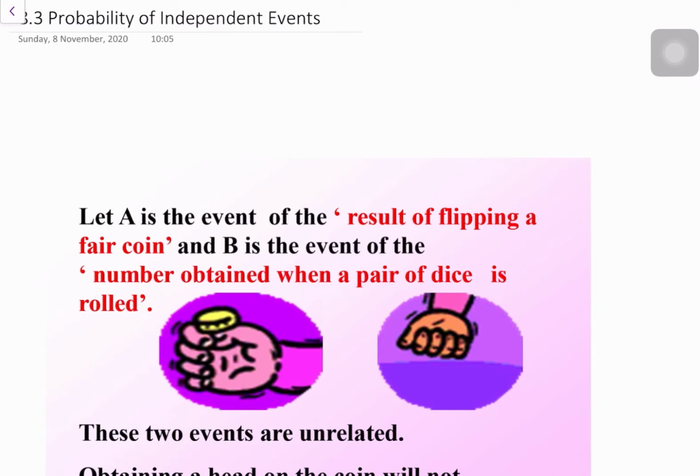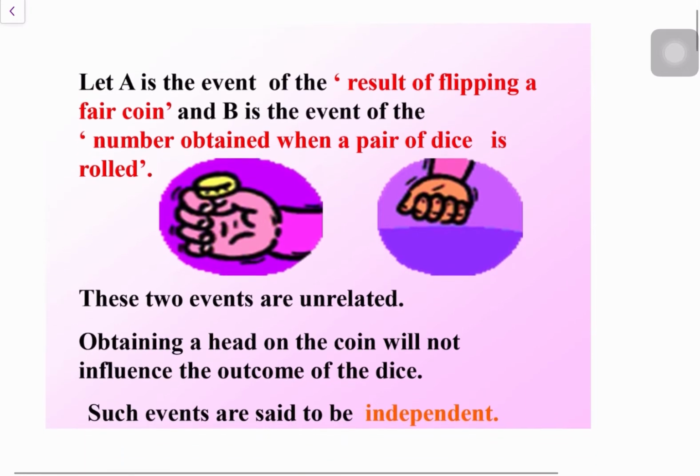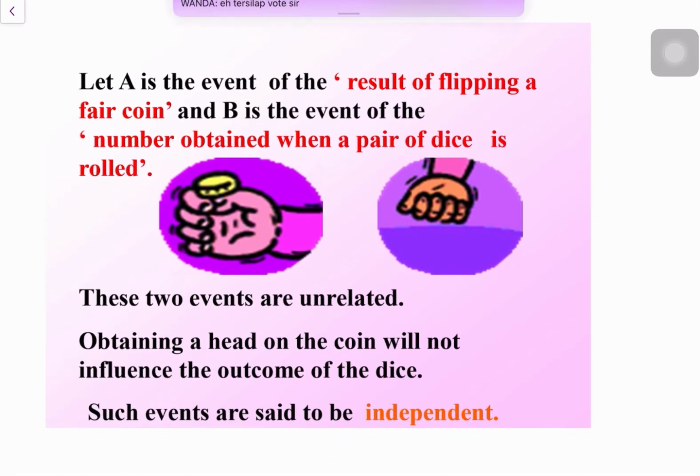Today we're going to discuss the probability of independent events. So in this case, I'm going to explain what the meaning of independent is, according to these situations. Let's say that we have two events: event A, which is the experiment of flipping a fair coin, and event B, which is the number obtained when a pair of dice is rolled.